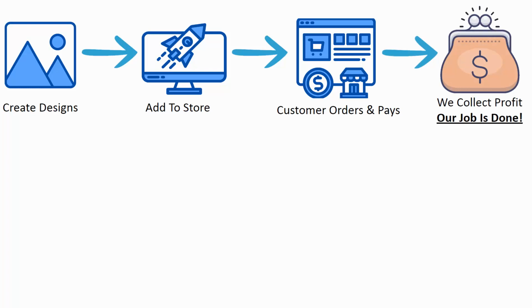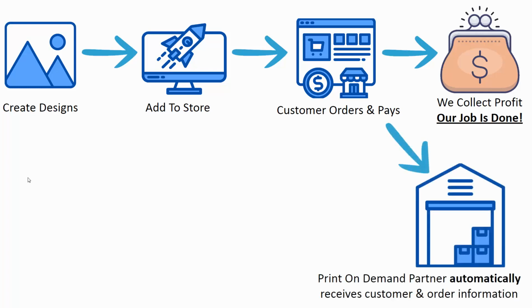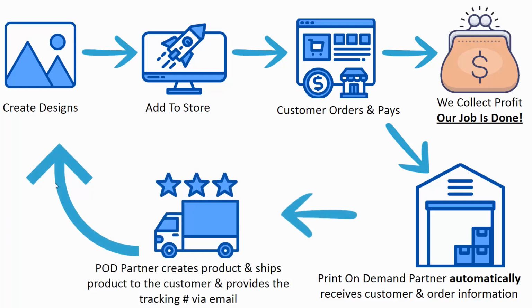There's no warehouse for us to go to. There's no phone number for us to call. There's no order information for us to copy and paste. Everything happens automatically behind the scenes. The print-on-demand partner, and I'm going to show you this step-by-step over the shoulder, they're going to receive the customer information. They're going to receive the order information. They're going to receive what product, how they want to personalize the license plate, what color, what shipping address, all that information. The print-on-demand company is going to get that automatically, and then they're going to do all the hard work. They're going to produce the product. They're going to ship the product. They're going to even provide the tracking number to your customer on your behalf via email.